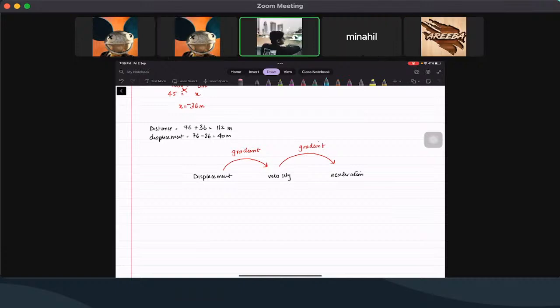If you go from velocity to displacement, you have to find the area under the graph, and that would give you the displacement. So basically, this is something we need to remember. Going from acceleration to velocity is not part of our course. You do it in mathematics, I think, but not in physics. So we're not going to go there.